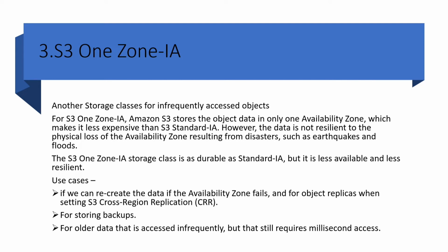I hope you got the difference between S3 Standard-IA and One Zone-IA. The only difference is that S3 Standard-IA keeps the data in three availability zones, so the data is more resilient. However, One Zone-IA keeps it in only one availability zone.